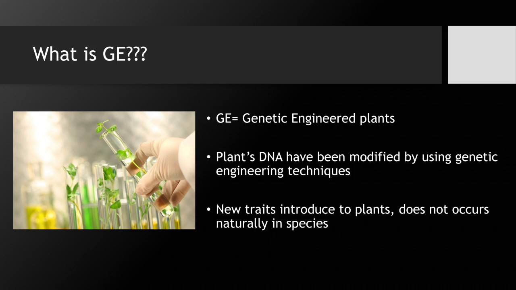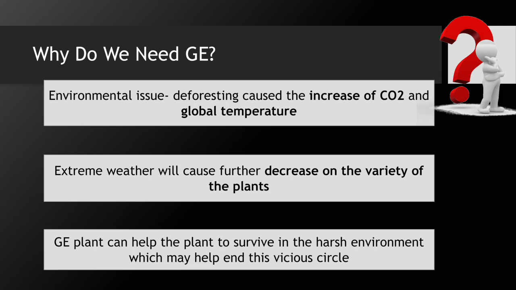First, I'm going to talk about the definition of GE. GE simply means genetically engineered plants, the DNA of which has been modified by using genetic engineering techniques. During this process, new traits are introduced to these plants, which do not occur naturally in the species. The major reason that we need GE plants in our life is the environmental issue.